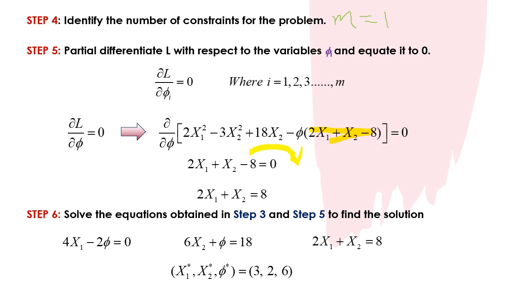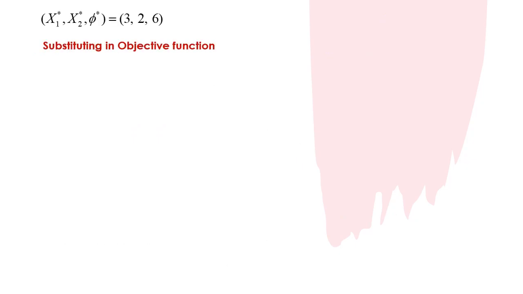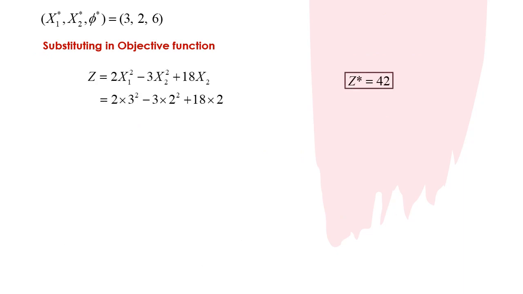So for this x1, I am putting a star here indicating that it is my optimized value. Now I am substituting my values of x1 and x2 in my objective function. When I substitute it, I will get my z value. So that is equal to 42.